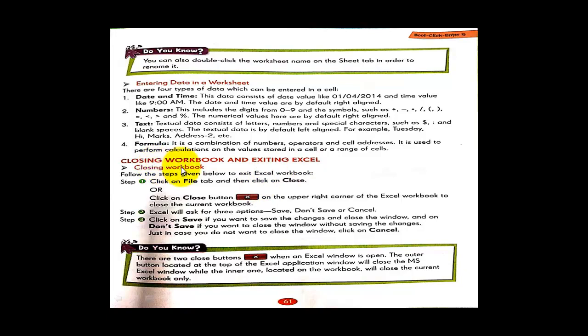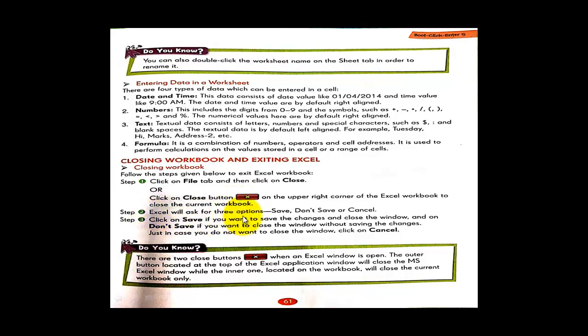Now, closing a workbook. Follow the steps given below to exit an Excel workbook. First of all, an Excel workbook is also a file, so we just click on the File tab, then click on Close, or click on the Close button, the red box with a white cross in the upper right corner of the Excel workbook, to close the current workbook.